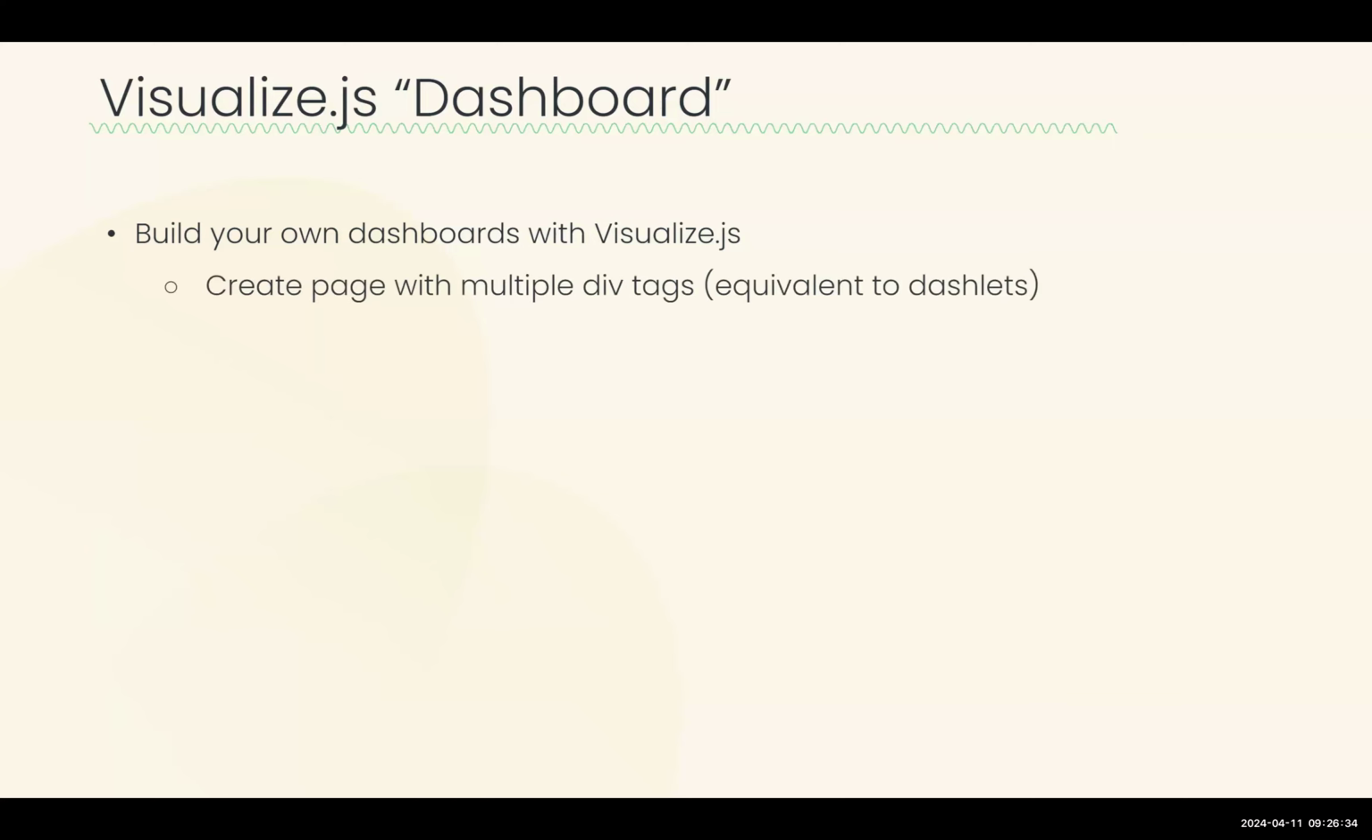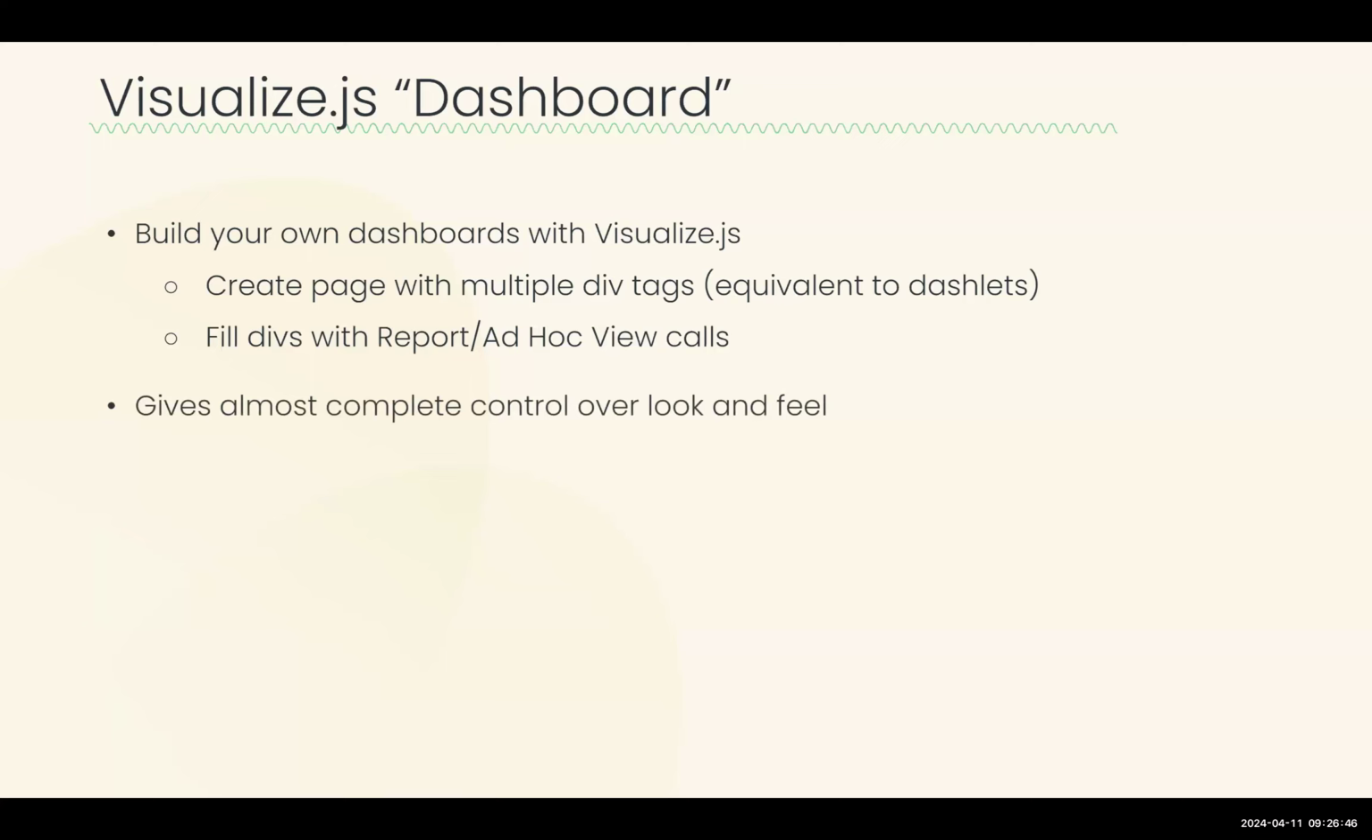You can create a page that has multiple div tags, which you can think of as equivalent to our dashlets, and then fill those divs with individual calls to reports or ad hoc views or whatever you want. This gives you almost complete control over the look and feel. Of course, in the report development you still have to make the look and feel similar to what you want when you're building the reports, but the layout or filters in Jaspersoft you have a lot more control over when you implement it with visualize.js. There's no overhead of your dashboard framework.